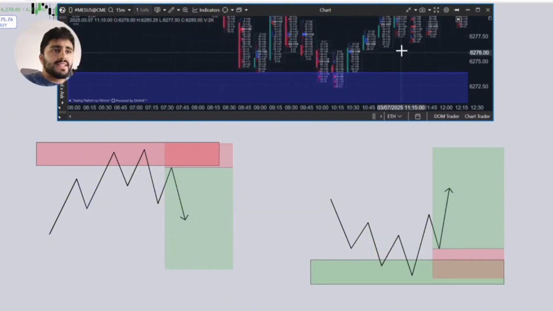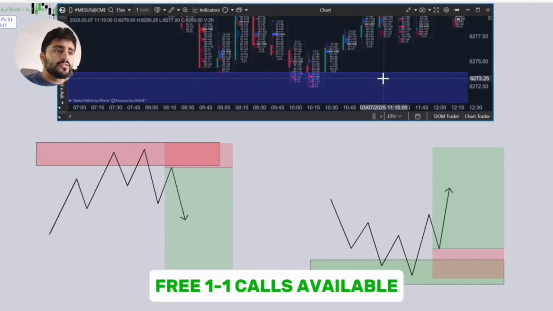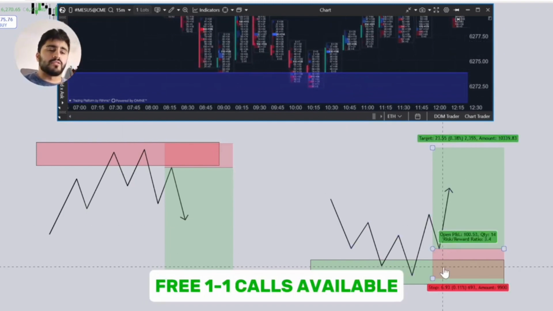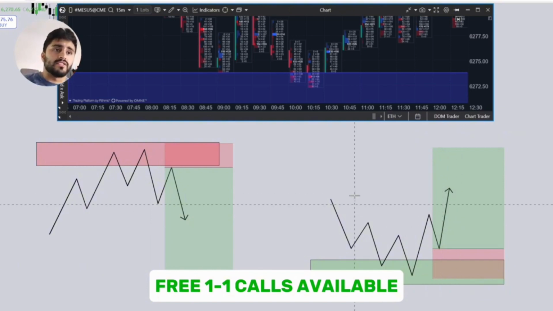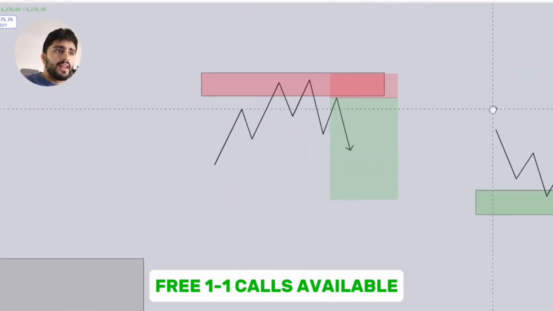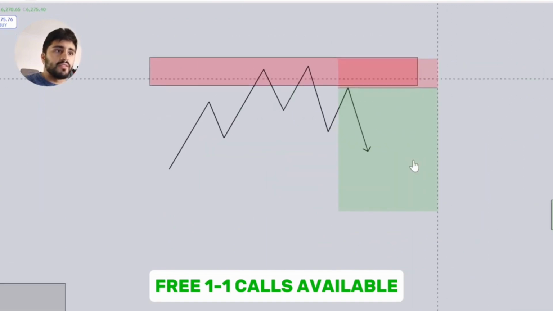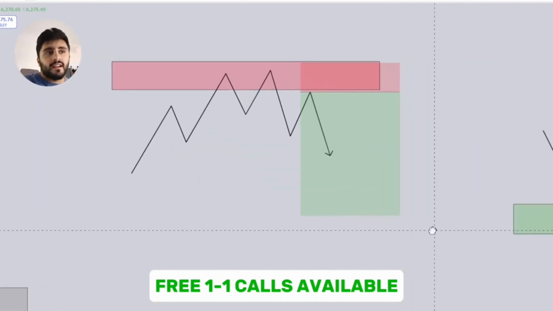So we have the ATAS platform at the top and we're going to be focusing on supply zones and demand zones, right? How can you actually predict what is going to go on inside of these zones? So let's break this down. If we just take a look at the left hand side, we have a supply area in red. You need to understand a couple of things, right?